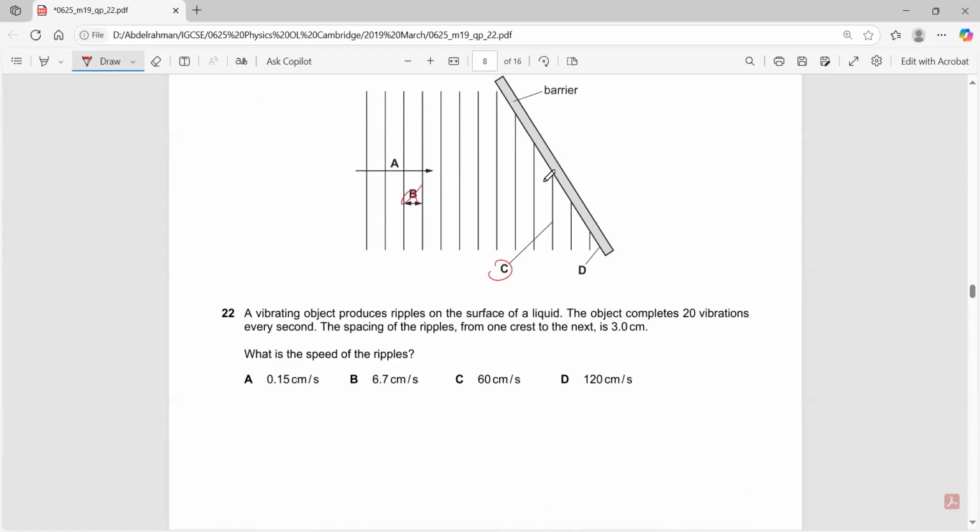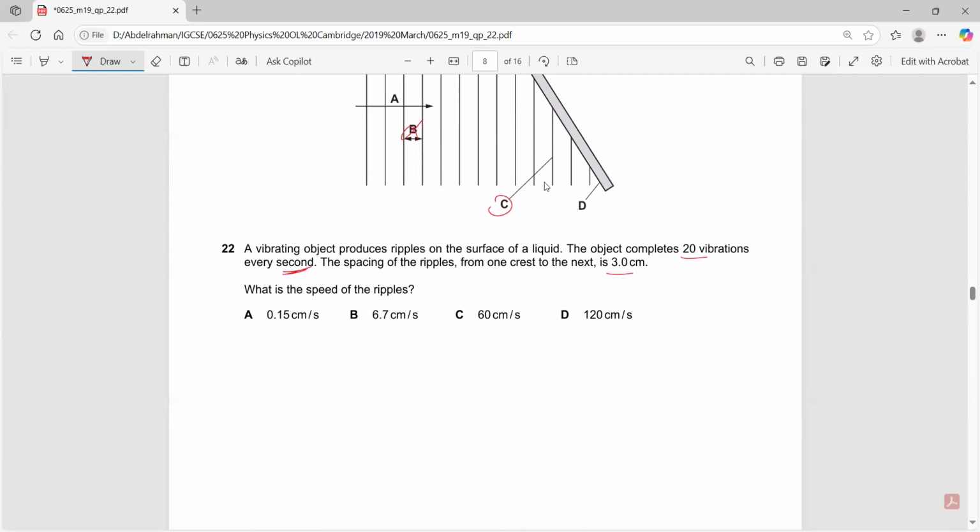22. A vibrating object produces ripples. It completes 20 vibrations every second. The spacing is 3 centimeters. What is the speed? Speed equals wavelength times frequency. Can I find the frequency? Yes, frequency equals the number of waves over the time. 20 over 1, which is 20 hertz.